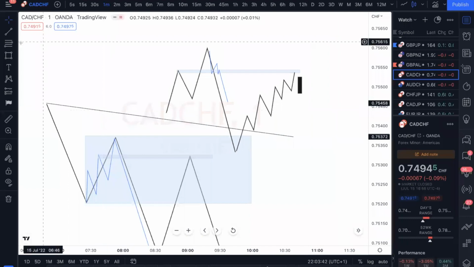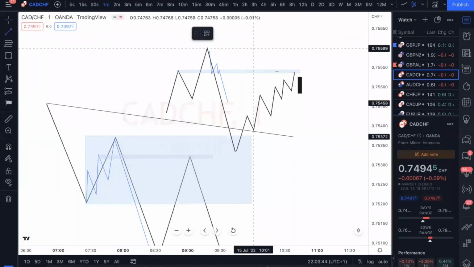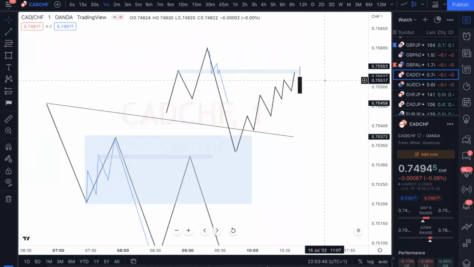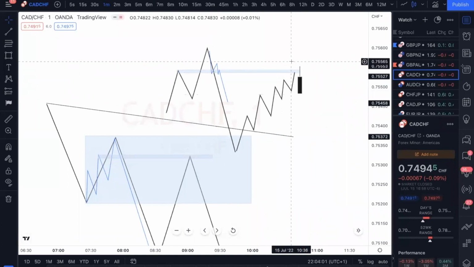Okay, closed below the level. So price traded in it, but it didn't close within the level, the base. It closed outside the base. So this rejection itself, whether it is a bullish candle or bearish candle, tells you that there has been some kind of break in market structure.